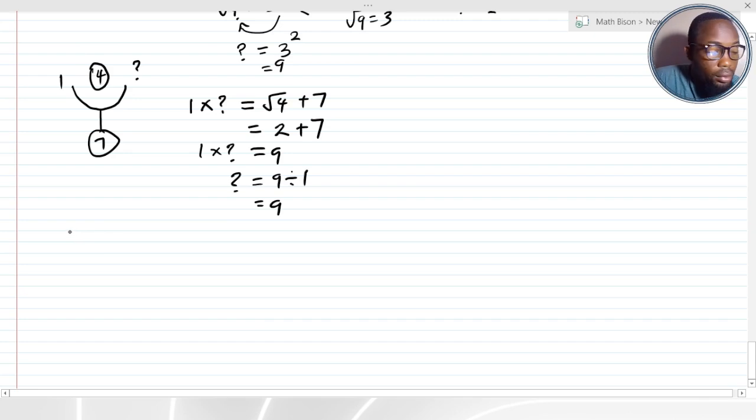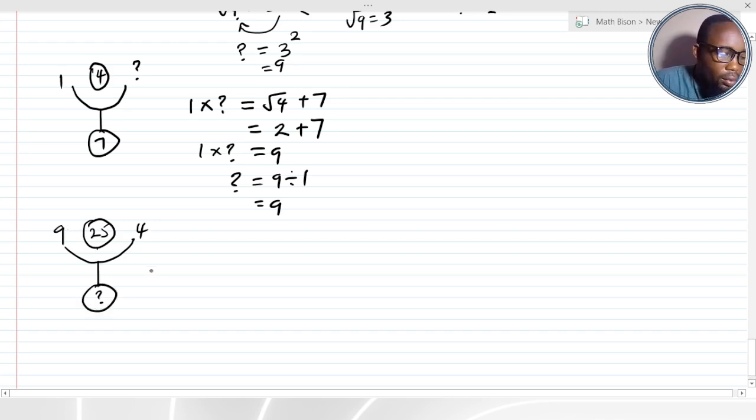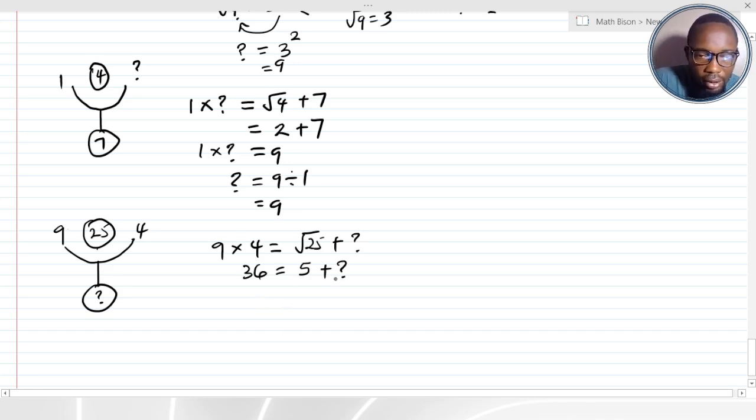The last one on this sample is going to be this 25 and this. We have 4, we have 9, and here you have a question mark. Guys, it's the same thing. 9 times 4 should give us the same answer as the square root of 25 plus this missing number. 9 times 4 is 36, and the square root of 25 is 5 plus the missing number. So by reverse engineering, 36 minus 5 should give us that missing number, guys, which is 31.